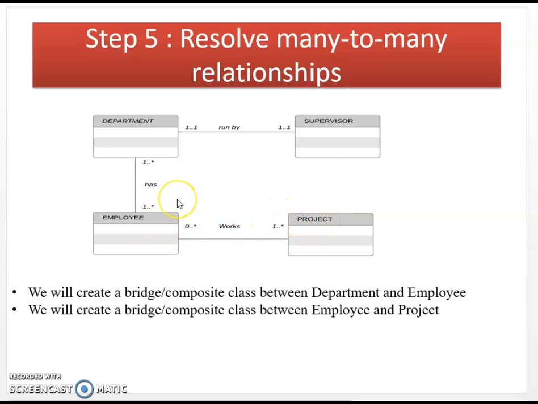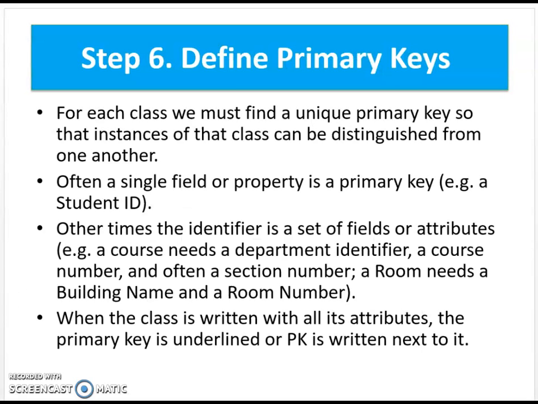Therefore, in order for us to resolve this many-to-many relationship, we need to create a bridge or a composite class between the department and employee, and another bridge or composite class between employee and the project. That means we are breaking the many-to-many relationship into one-to-many relationships. We will go back to the many-to-many relationships whereby we create a composite class or a composite bridge.